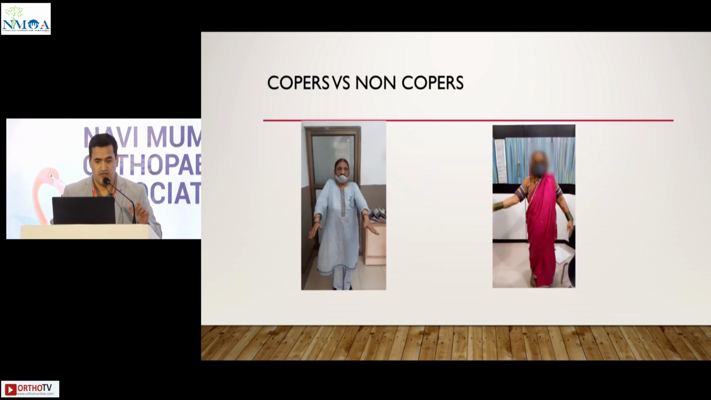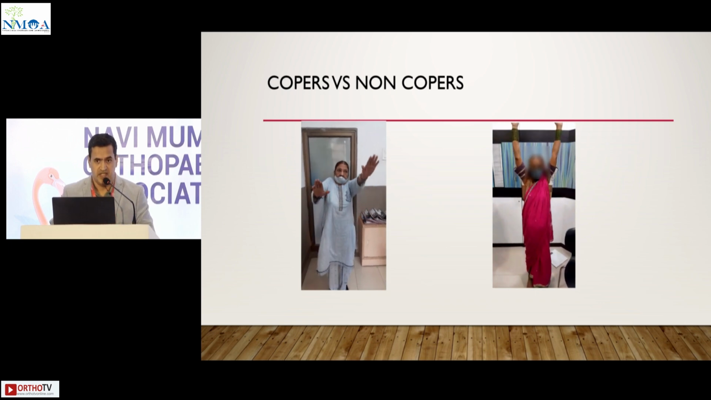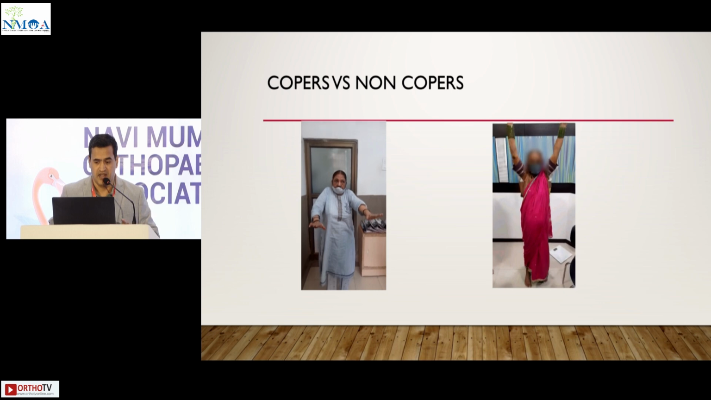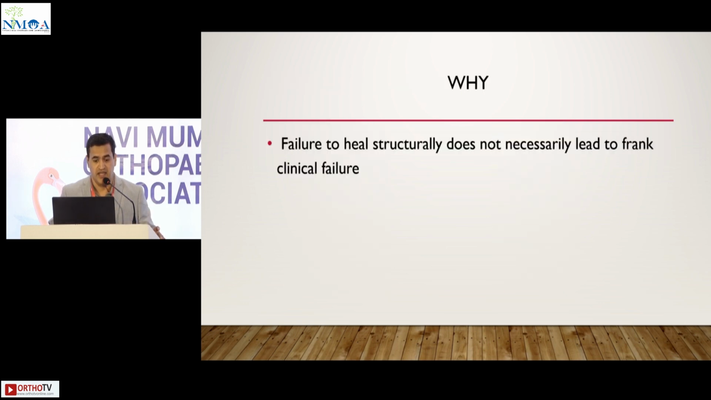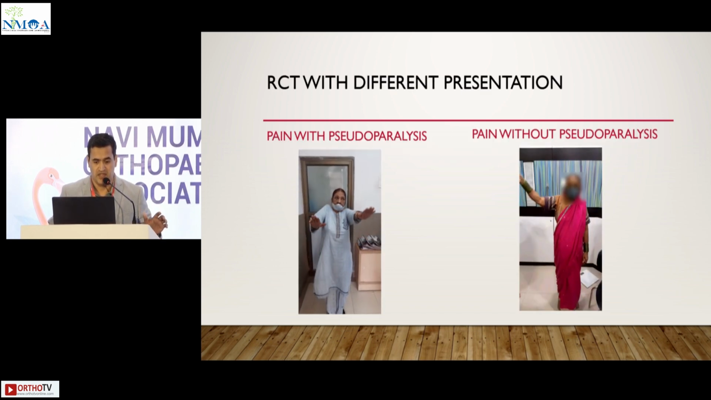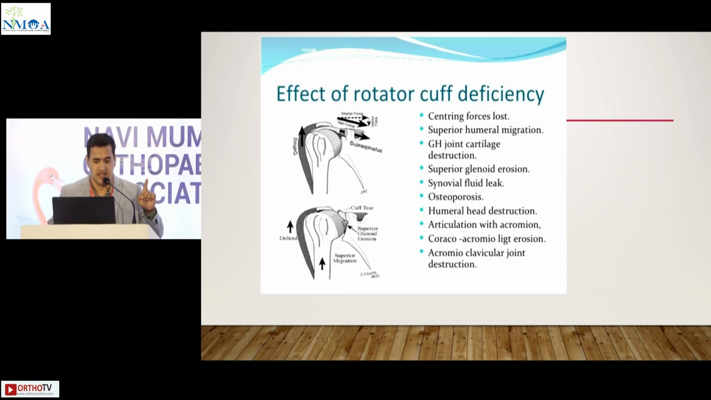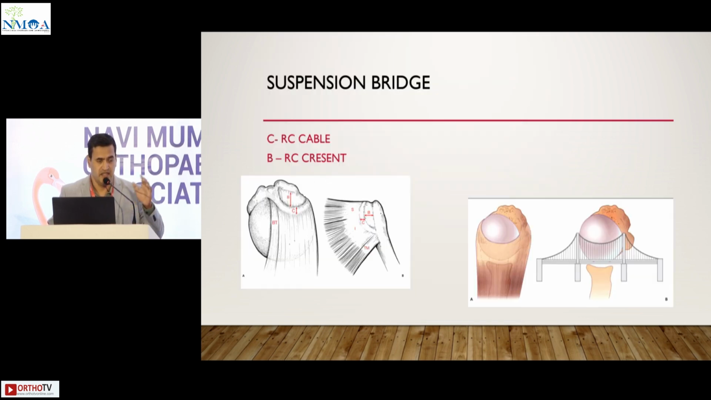And here is a concept of copers and non-copers. These 2 ladies have a similar amount of retracted tear, and one had active abduction, one could not do the active abduction. Why? Failure to heal structurally doesn't necessarily lead to frank clinical failure, which means you should understand the basic biomechanics. The role of the rotator cuff is to compress the humeral head against the glenoid, and only then will your deltoid act. If there is a tear in the anterior and posterior pillars, only then will they have weakness.